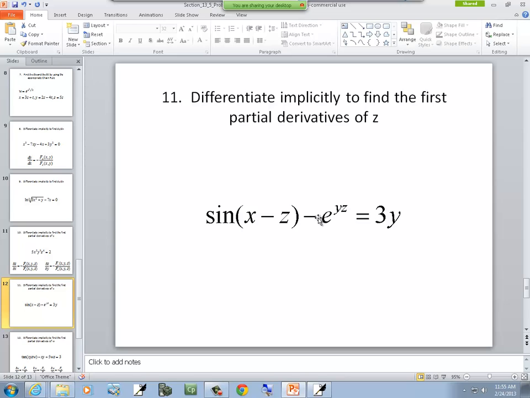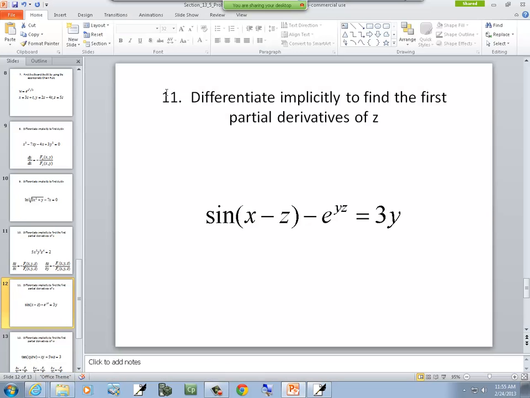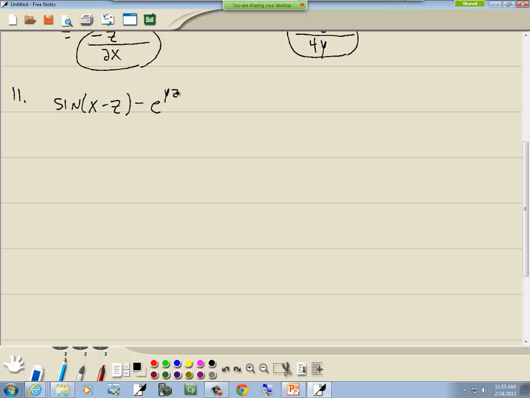Okay, let's take a look at another one of those. I've got sine of x minus z minus e to the yz is equal to 3y. I need to get everything over to one side. So sine of x minus z, minus e to the yz, minus 3y is equal to 0.